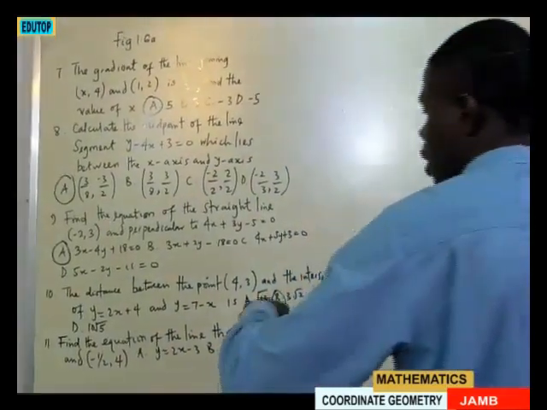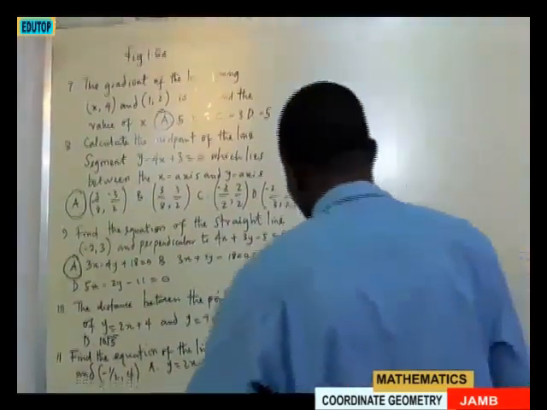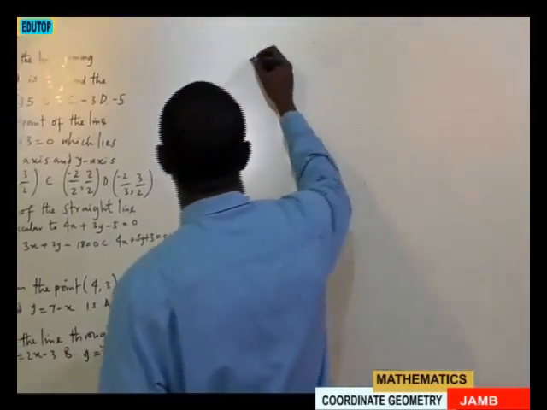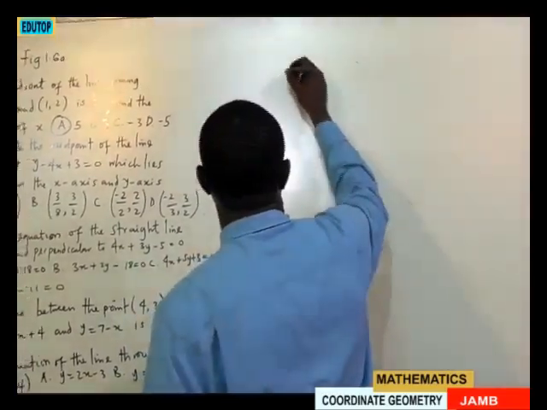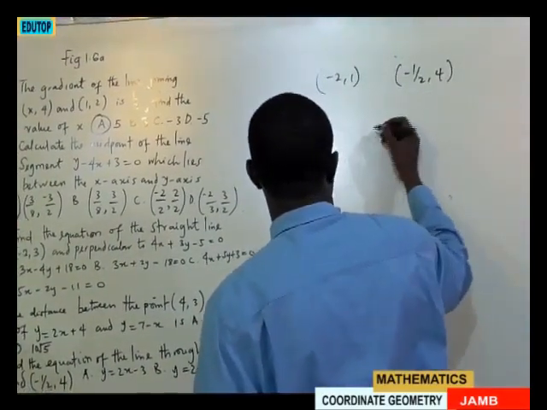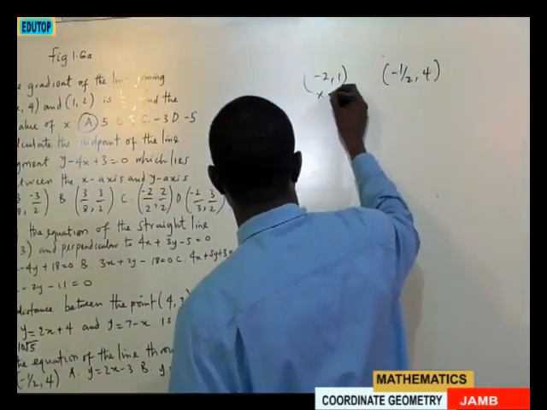Question 11. That is, find the equation of the line through the points. So we are given 2 points, and the question asks us to determine the equation of the line. So we have (-2, 1) and (-1/2, 4). In this situation, let's quickly identify our coordinates.